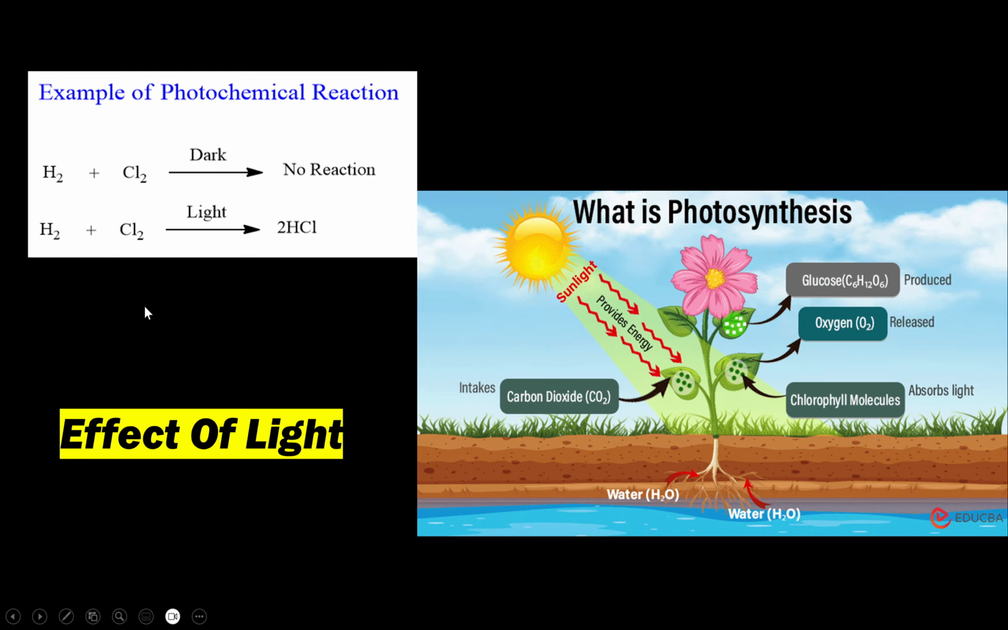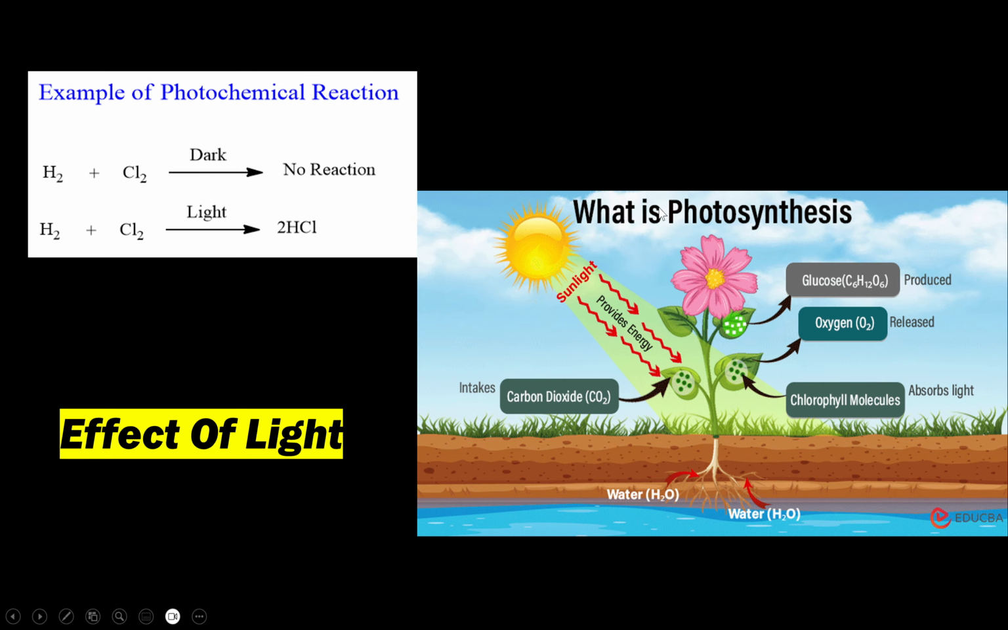Some reactions are affected by light. For example, the reaction of hydrogen and chlorine. In the dark, no reaction. In the light, they react. And this is why we call them photochemical reactions. They are reactions whose rate is affected by light.